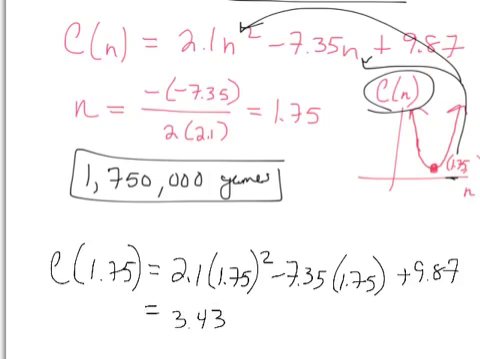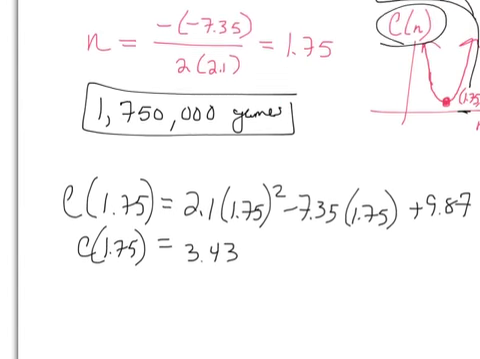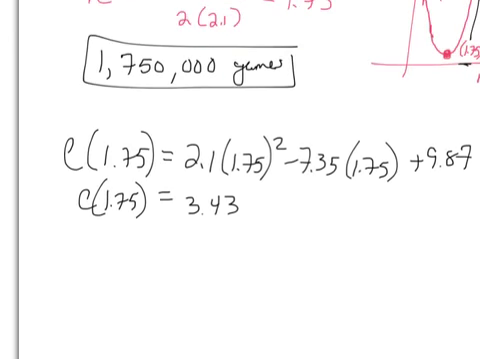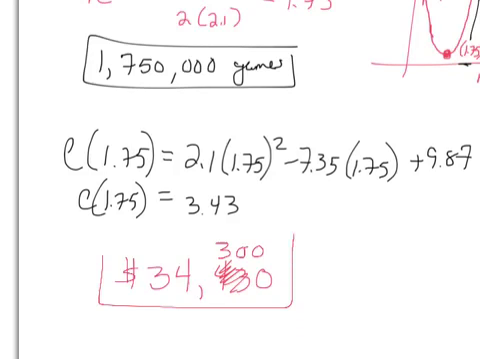But remember, that can't be the cost, right? It doesn't make much sense. That's the cost in tens of thousands of dollars. So multiply this by $10,000 to give you the amount of $34,300 as the cost to make all of these games.